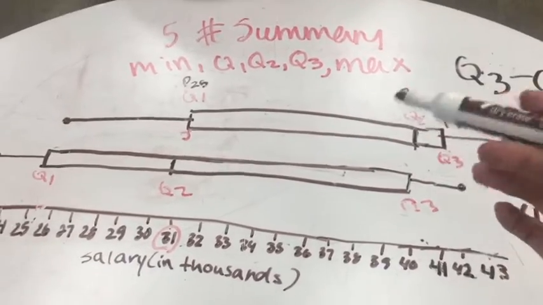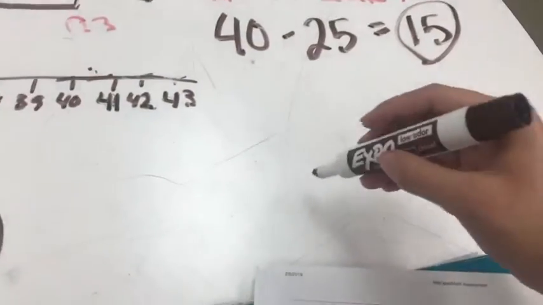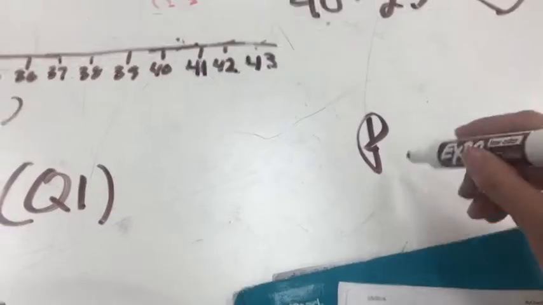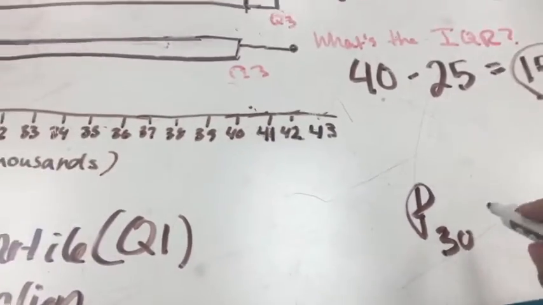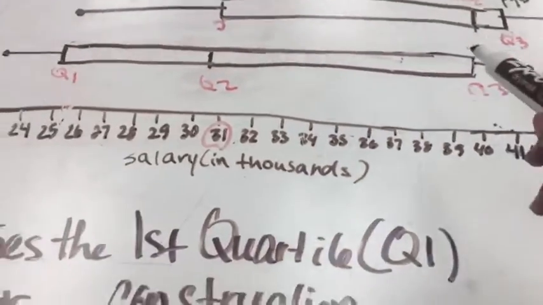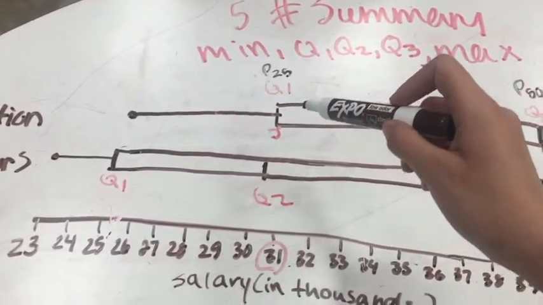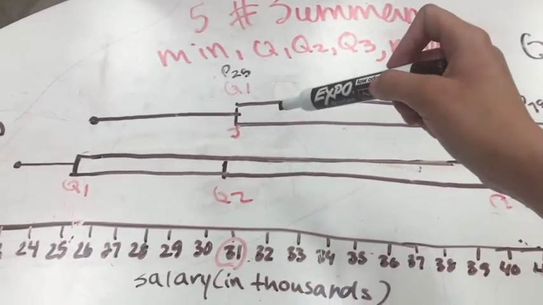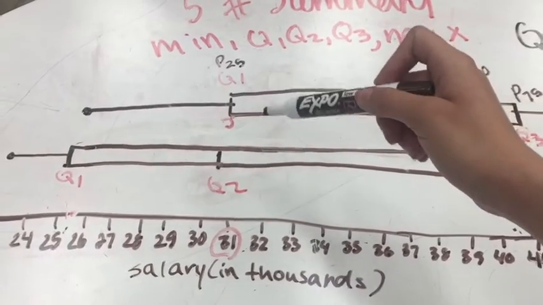So let's say I wanted to find percentile 30 for a construction worker. So 30, it looks like it would be around here.